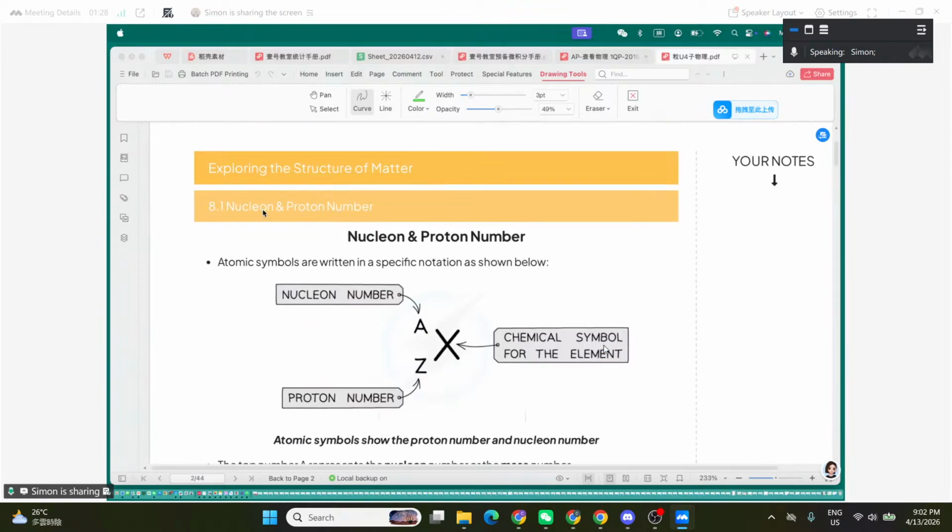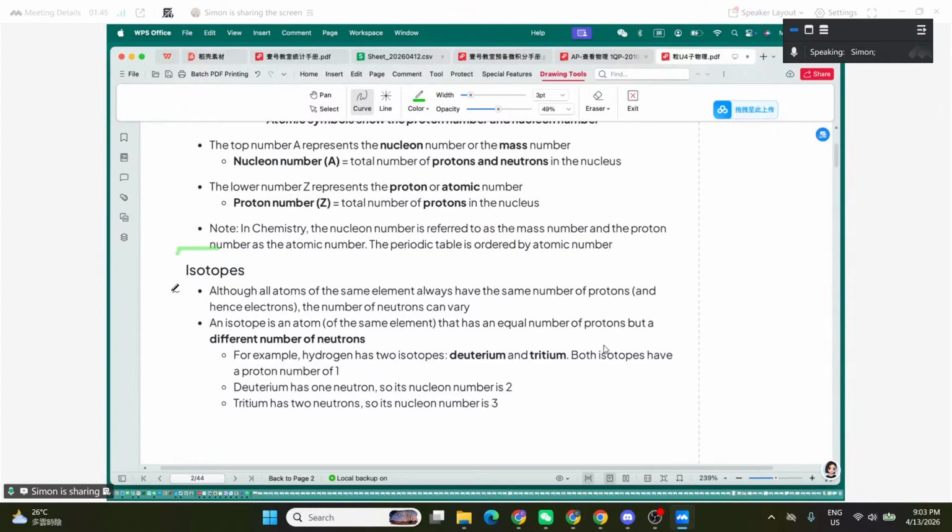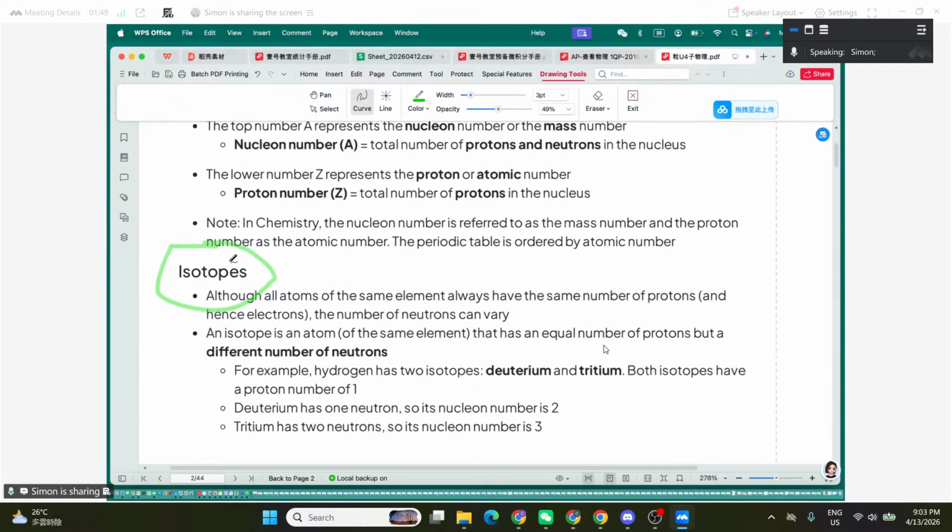First, like in chemistry, we also use the top left corner for the nucleon number, right? And the bottom represents the proton number. Okay, understand that? And look at the isotope. So what is the definition of isotope? Compared with the atom, the same number of protons but a different number of neutrons. Same number of what? Proton. The proton number is the same, right? But the neutron number differs.